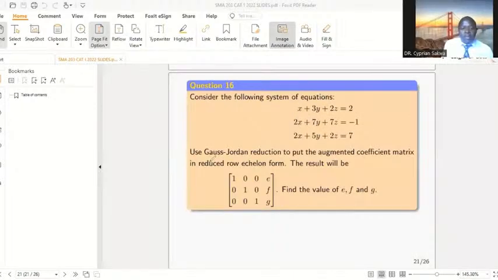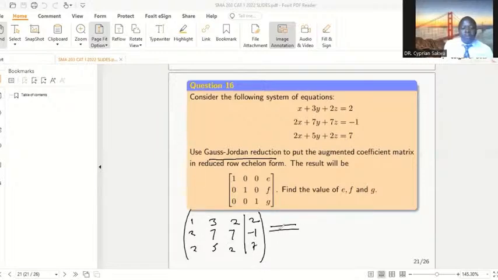The method specified to us is the Gauss-Jordan reduction. So let's just reduce this matrix to transform it to reduced row echelon form. The augmented matrix is 1, 3, 2, 2, 2, 7, 7, -1, 2, 5, 2, 7. When you transform it to reduced row echelon form, you get the following. You get 1, 0, 0, 0, 1, 0, 0, 0, 1, and here you get 3, 2, 3, 1, -2.